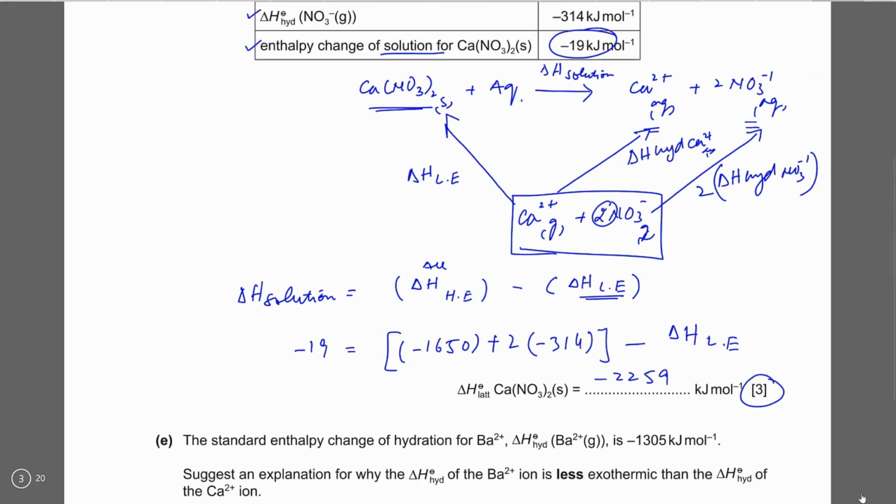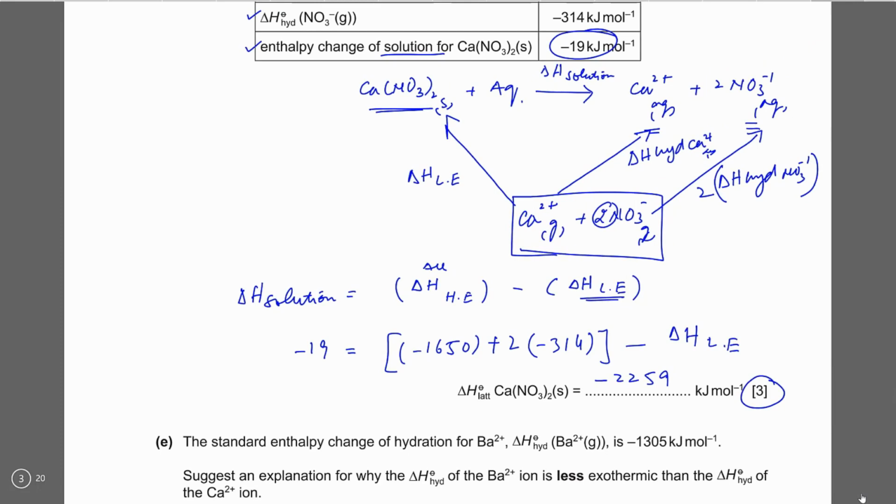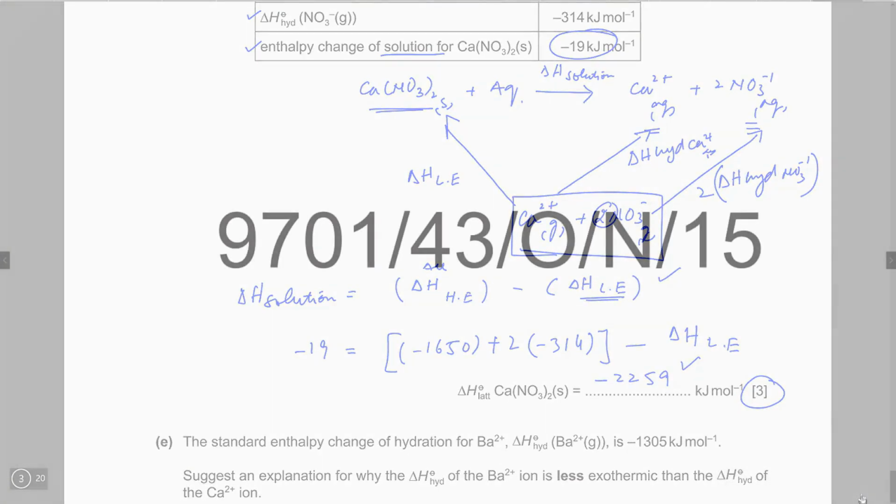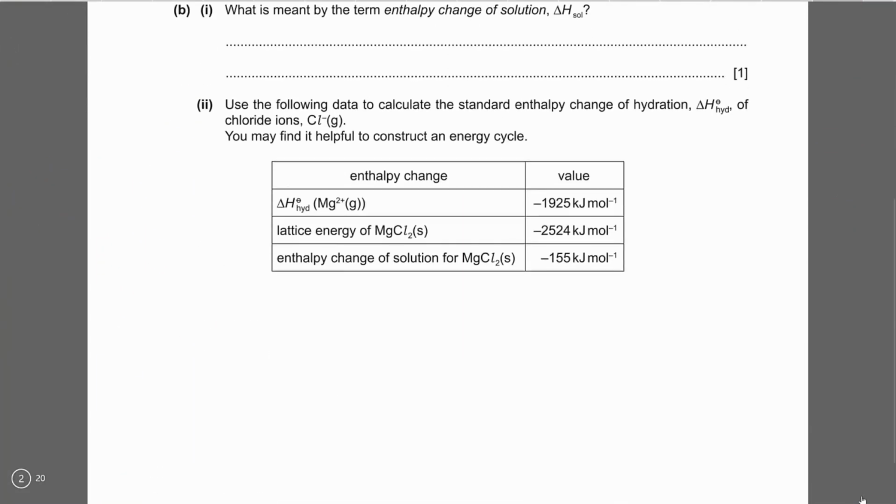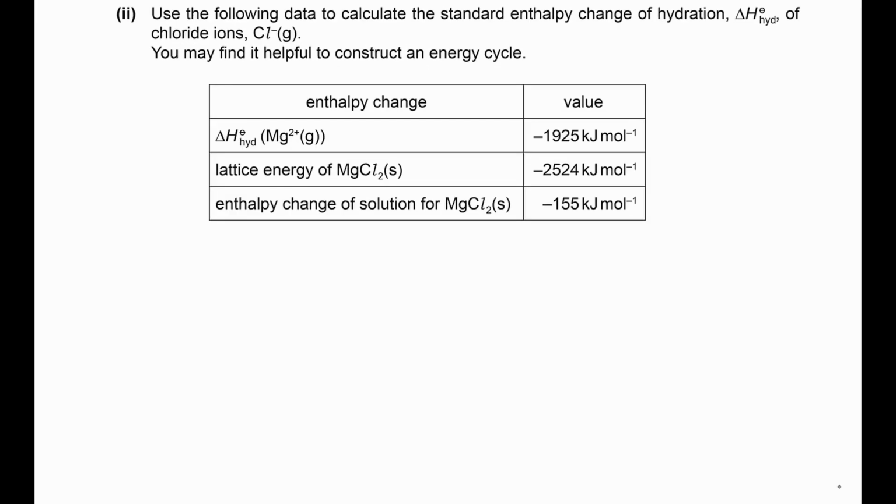So there must be a proper and accurate solubility cycle, then the equation and the final answer. Okay, now come toward the next question. This is the 4-3 variant, October-November 15, question number 1, part 2. Use the following data to calculate the standard enthalpy change of hydration of chloride ion gaseous. You may find it helpful to construct an energy cycle.